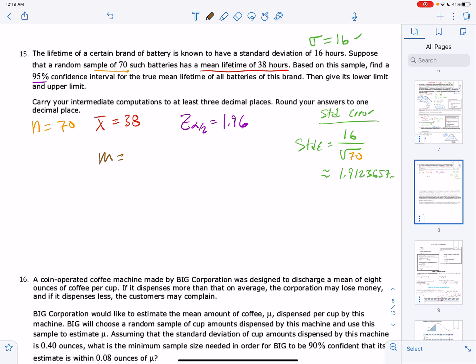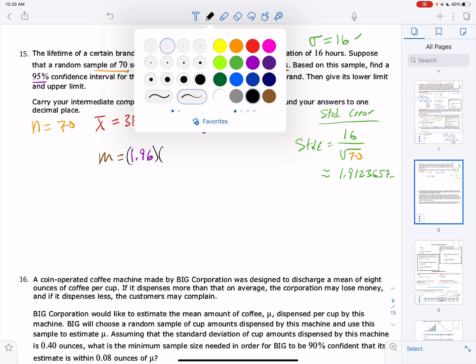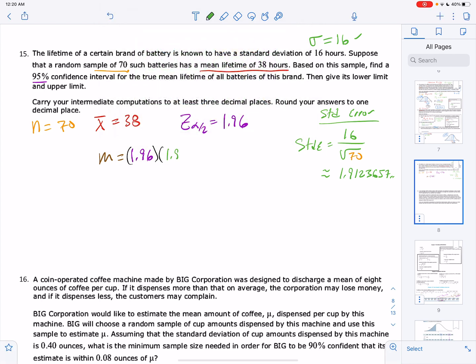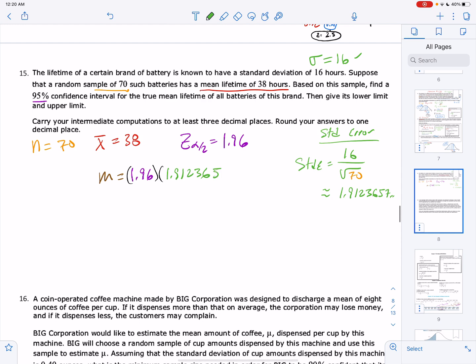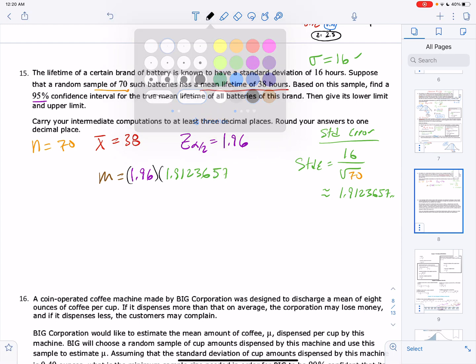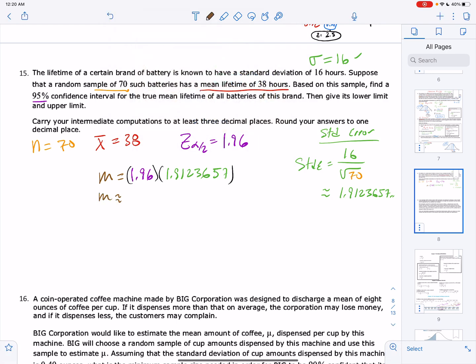Now let's find our margin of error. Margin of error equals the critical value of 1.96 multiplied by the standard error we found to be 1.9123657. All right, now we've got our margin of error, approximately 3.74823736.